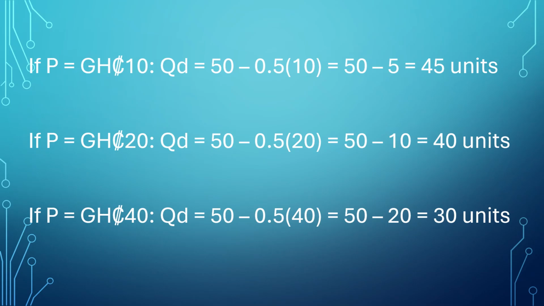Now if the price increases from 20 to 40, QD is equal to 50 minus 0.5 times 40. So when you multiply, you have 50 minus 20, which is 30 units. Notice, as the price increased from 10 to 40, quantity demanded fell from 45 to 30 units. Again, the law of demand is working here.